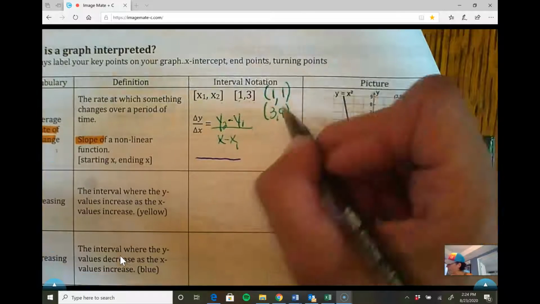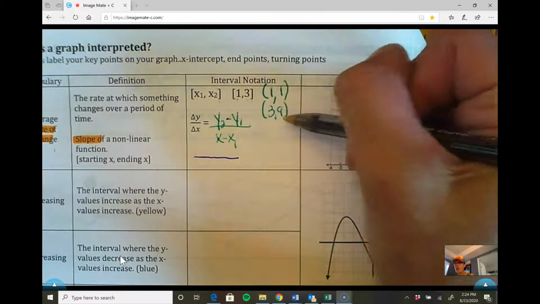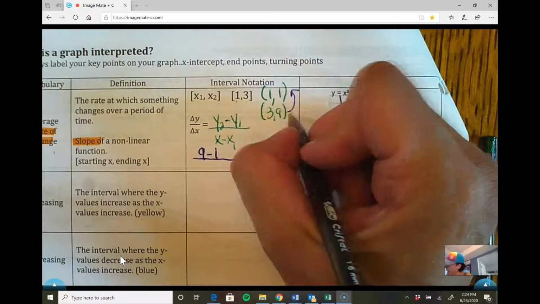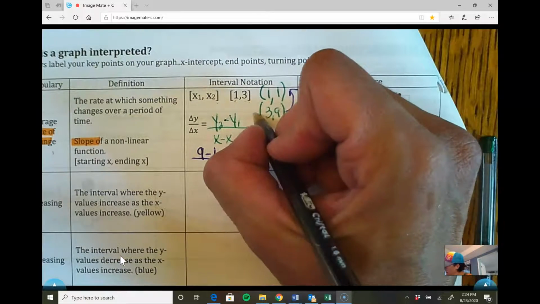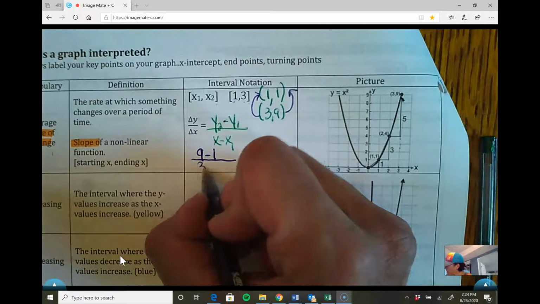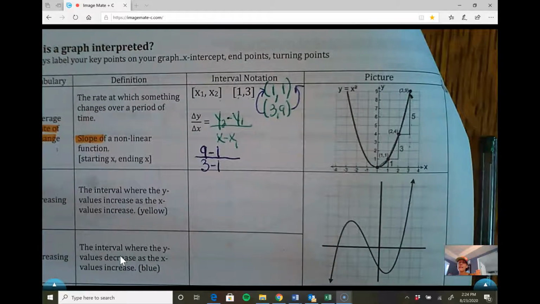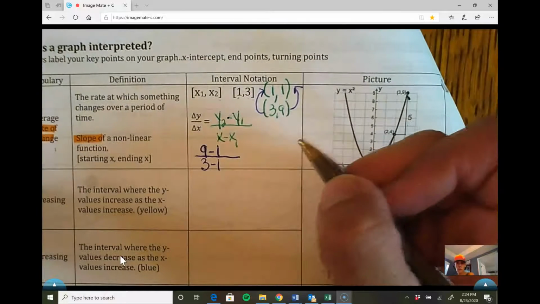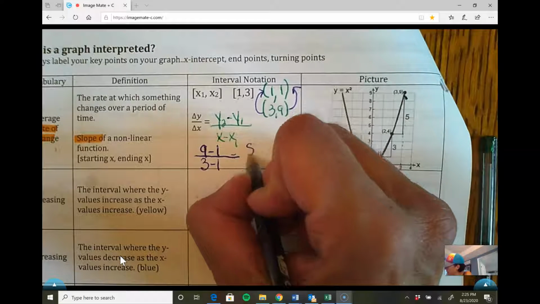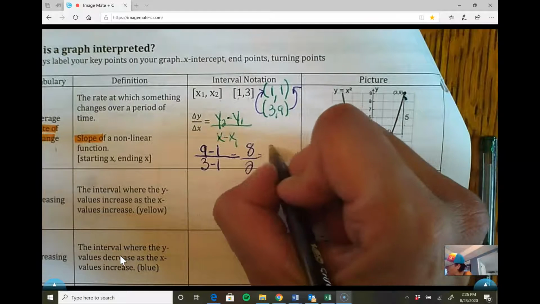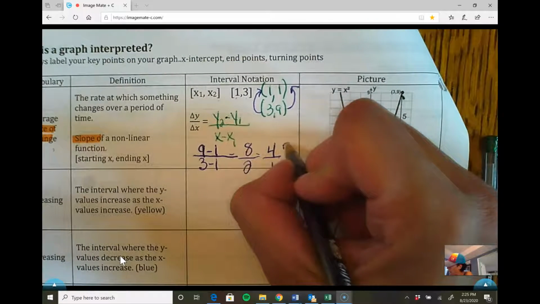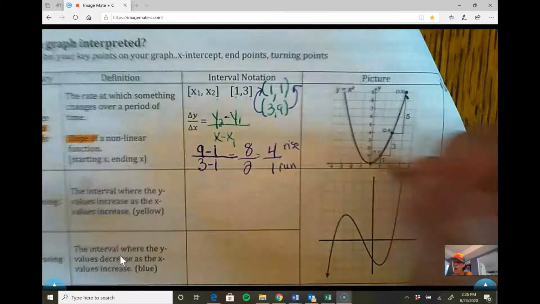So on top, I'll subtract my y, so I could do 1 minus 9 or 9 minus 1. I'll do 9 minus 1. And since I did 9 minus 1, I have to follow that same direction. That's what these little 2's and 1's mean. I'll have to do 3 minus 1. It's not whatever is easiest to subtract. Whichever way you subtract one set, you have to subtract the other. So when we're done, we get 8 over 2, and that means on average, there's a slope of up 4, rise, and run over 1.